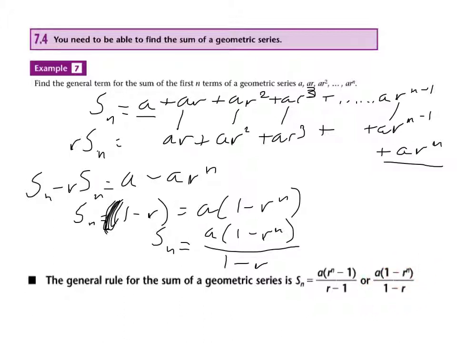Similarly, if we change the order of 1 minus r to the n and make it r to the n minus 1, and we also change the order at the bottom, it's still the same. So in fact, there are two versions of this. It doesn't matter which one you use, each one will give you exactly the same solution. So what we're going to be doing is number crunching with this to solve problems.